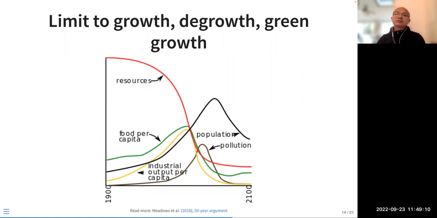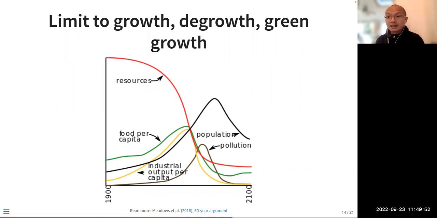From limited growth to degrowth to green growth, there are 50 years of arguments and debate, some very thought-provoking books, and ideas that are all embedded in this long history of evolution. It touches some of the fundamental ideas of human beings, how we organize our economy, and what the purpose of our society or our economy is.